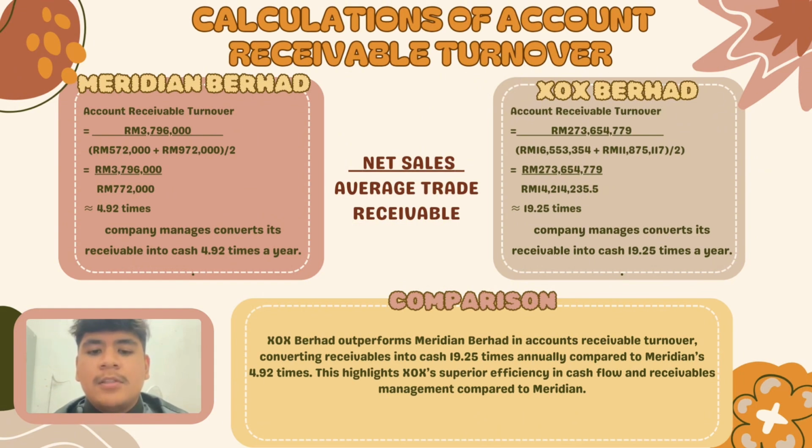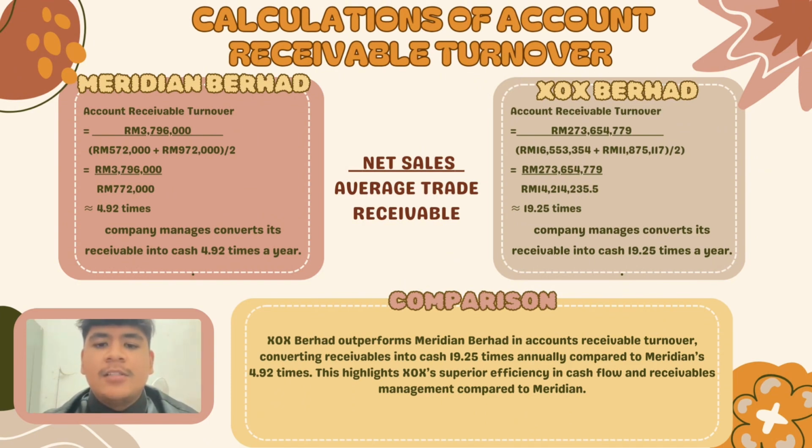Account receivable turnover by Meridian Berhad is 4.92 times. Company manages to convert its receivable into cash 4.92 times a year. Next, SOX Berhad. Account receivable turnover by SOX Berhad is 19.25 times. Company manages to convert its receivable into cash 19.25 times a year.